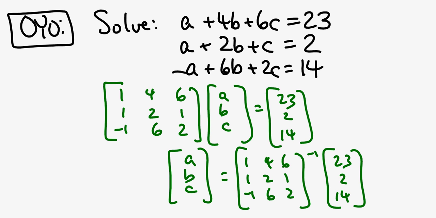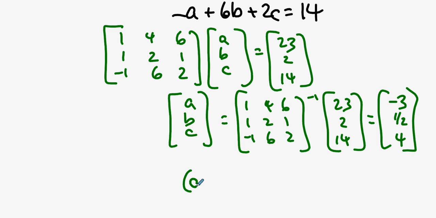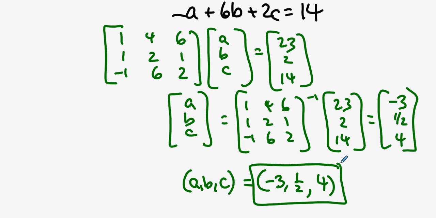So once we get that matrix, negative 3, 1/2, 4, we now know that A, B, C is negative 3, 1/2, and 4. That's the solution to the system. And it does not matter. This idea holds whether it's a 2 by 2 or a 3 by 3 or a 4 by 4. The size of the system now doesn't matter. We have a mechanism by which we can solve the system that works regardless of the size of the system.